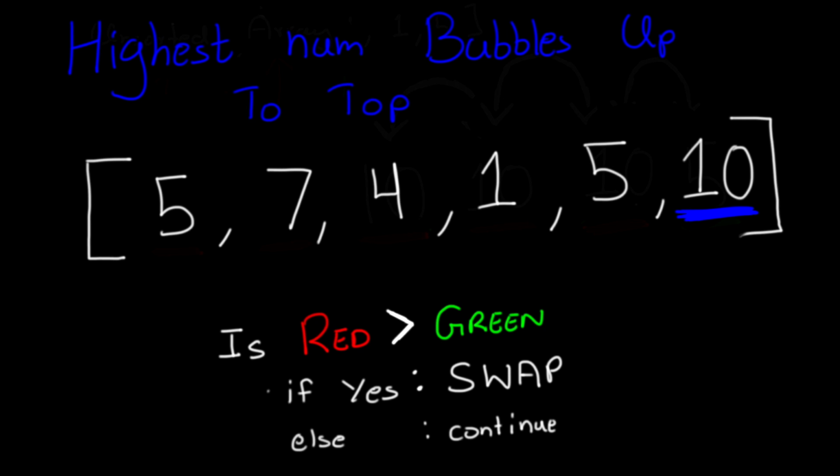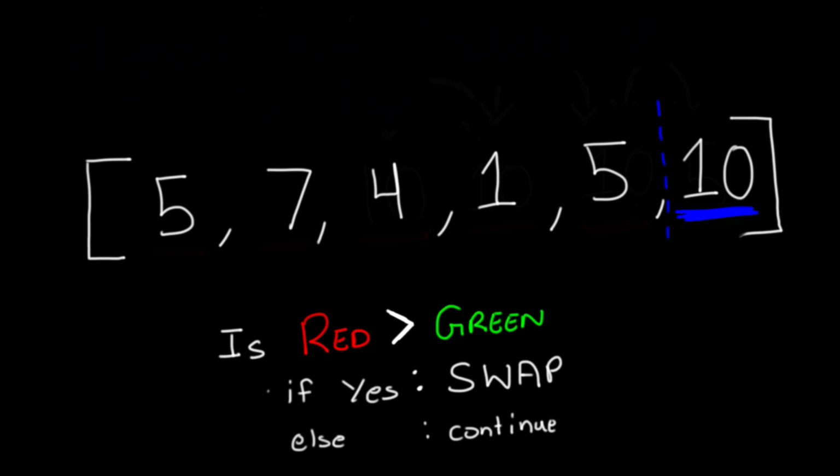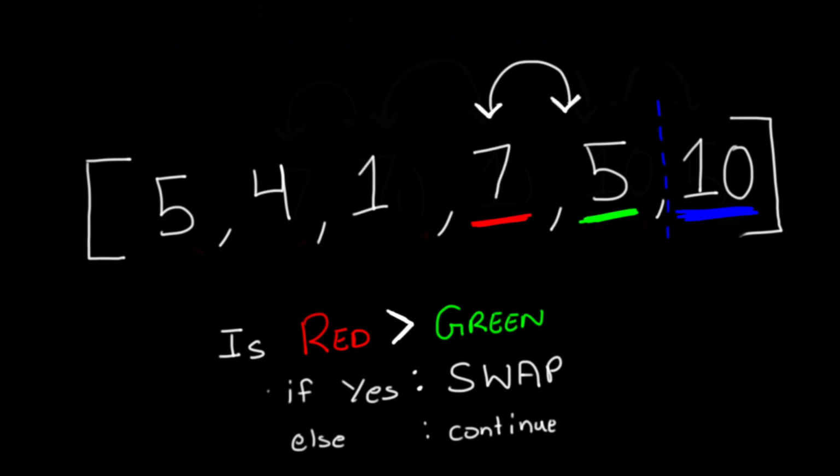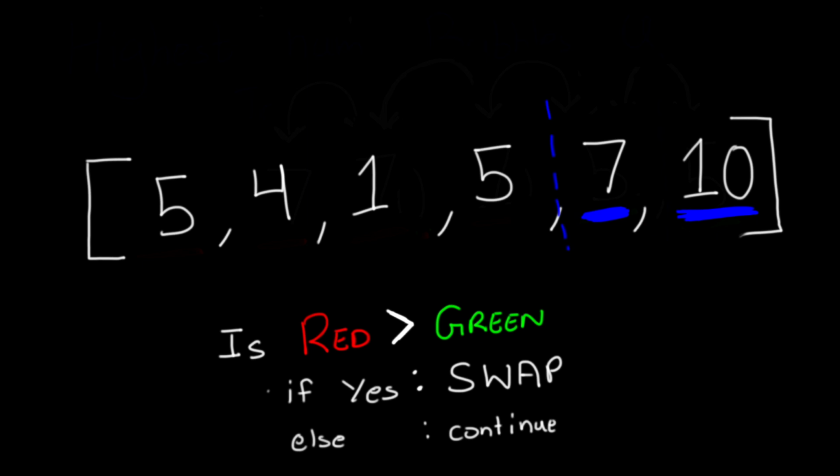So now we have the largest number. Now we're going to repeat the same steps, but now we're going to ignore the last number since it's already in place. Now we found the second largest number, which is 7. So for our next iteration, we're going to ignore the last two numbers.